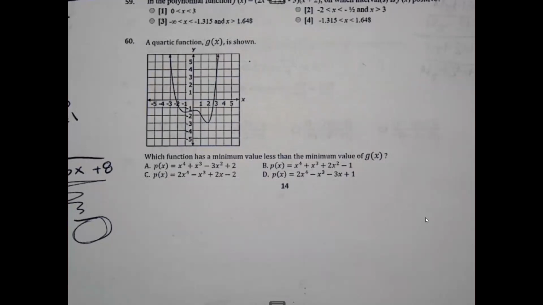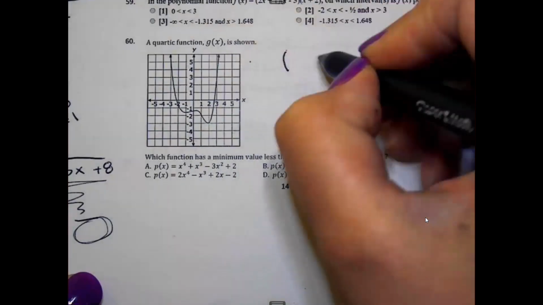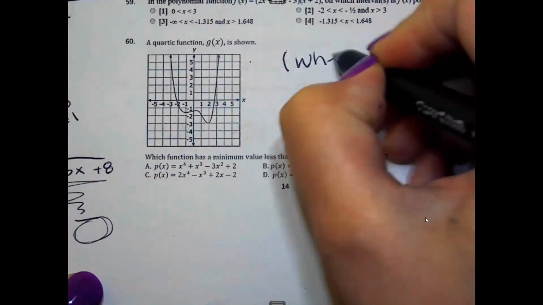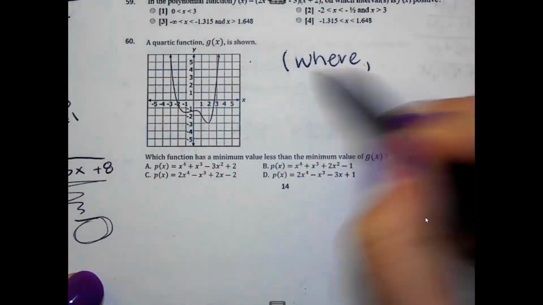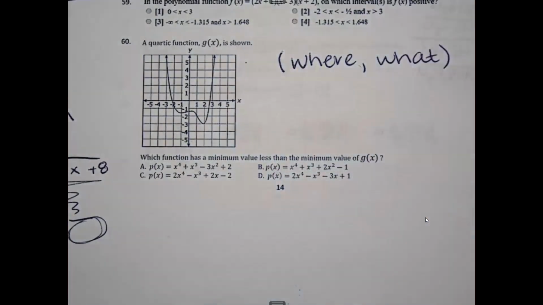So what is the minimum value? If it said, where is the minimum value, it'd be talking about the x coordinate. But if it says what the minimum value is, it's talking about the y coordinate. We talked about this in our notes when we initially took them. It's a very subtle difference. If it says where, it means the x value. If it's talking about the what, it means the y value. So since they're talking about what the minimum value is, that's why you know that it's referring to the y value. So which function has a minimum value that's less than g of x?